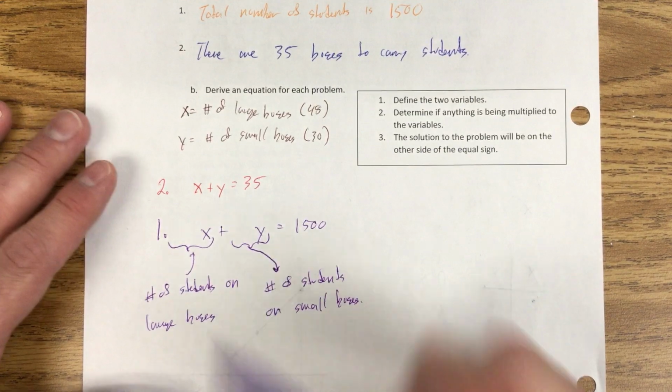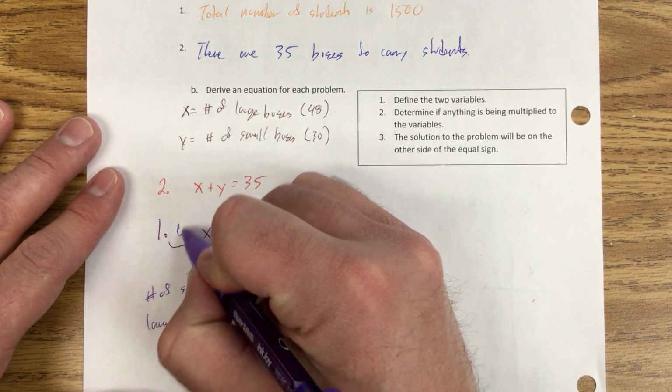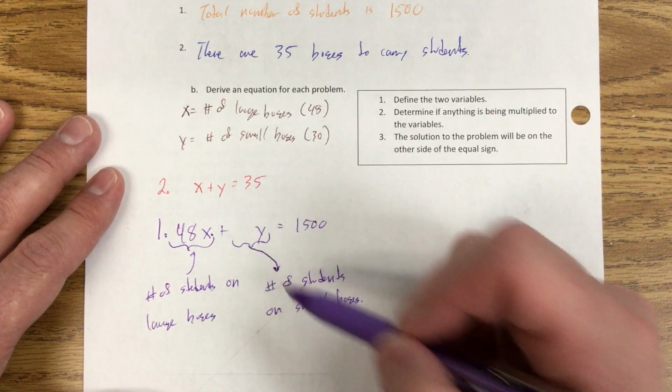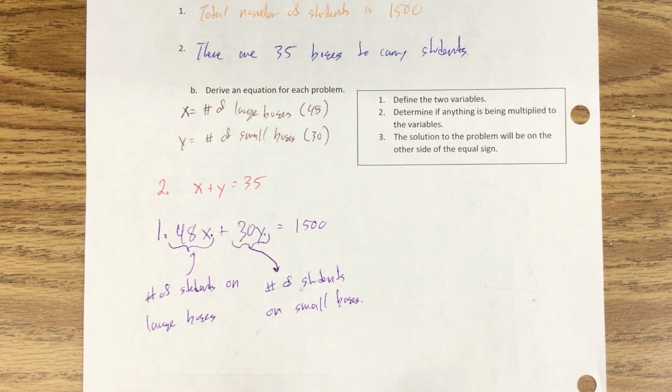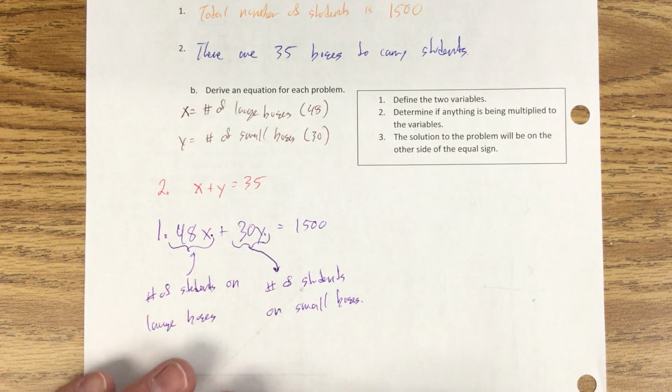To figure out the number of students on large buses, you take the number of large buses and multiply by the number of students that are going to be on each. For the number of students on the small buses, we take the number of small buses and multiply by the number of students on each small bus. Now we could put this into graphing form if we really wanted to, but we don't necessarily need to, and I'll show you ways of solving without doing that. We'll do that in the next lesson. But that is how we would come up with equations that represent our problems.